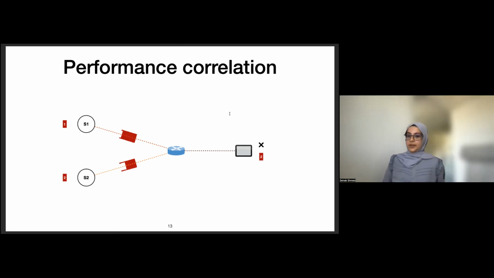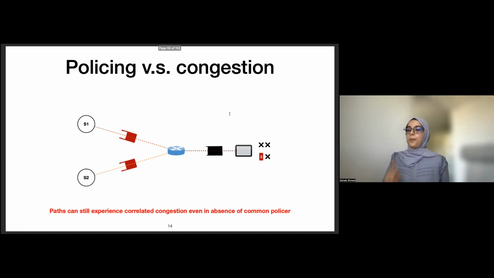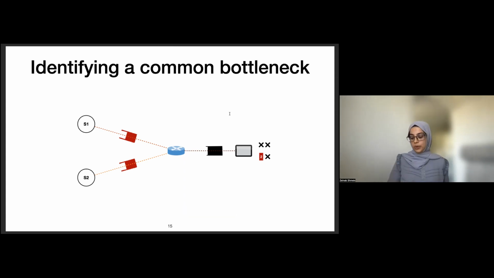Now, does this mean that when the policers are on the non-common link, I do not observe correlated congestion? Not really. It could happen that during the test, the common link has experienced temporary congestion because of normal conditions, and that two servers sent the packet at that moment, and they both saw the packet loss, and they got lost. So paths can still experience correlated congestion even in the absence of a common policer. So we need one more piece of information. What is this information? We use the behavior of the policer as extra information.